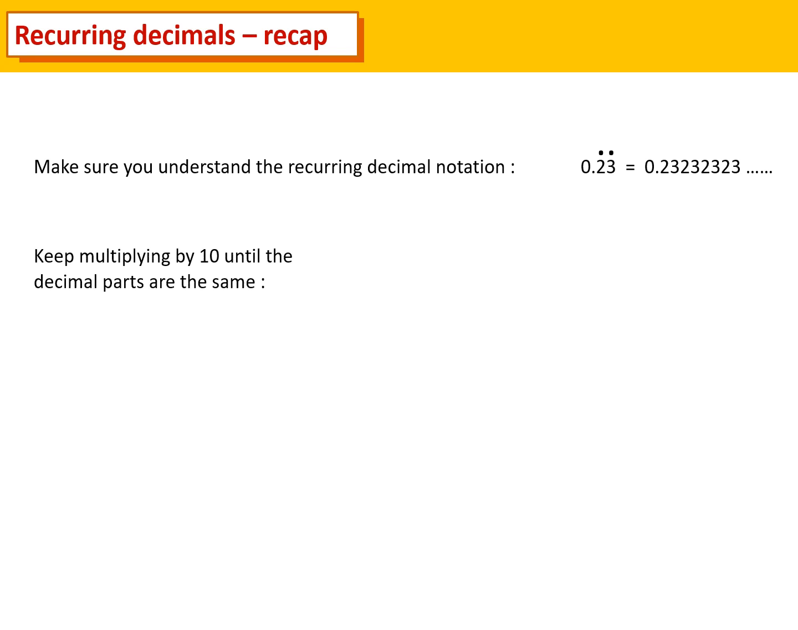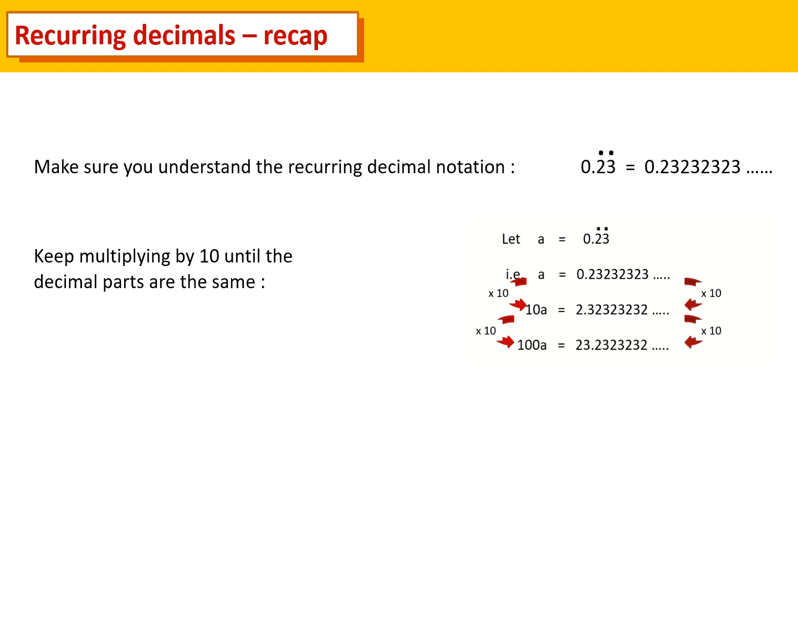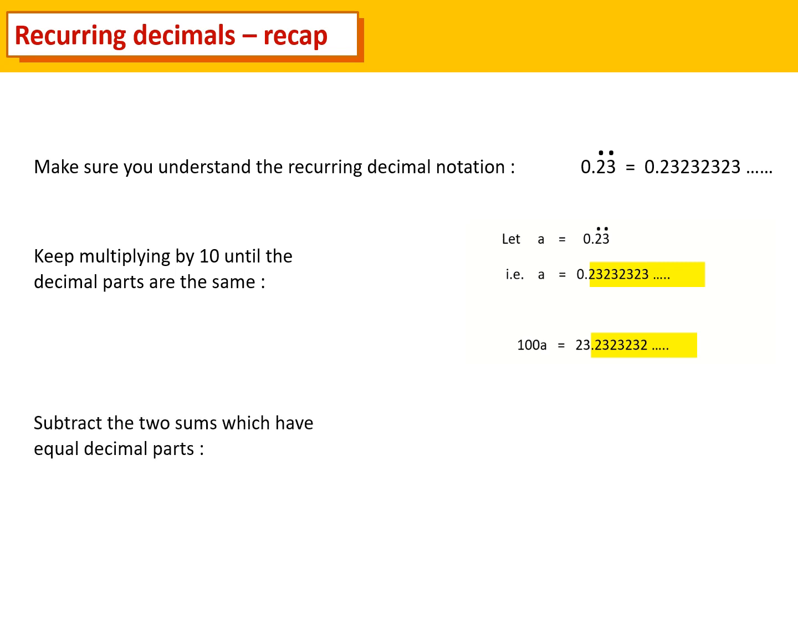We keep multiplying by 10 until the decimal parts are the same. So times by 10, no, the decimal parts are not the same, so we times by 10 again. I can see 2 decimal parts that are the same. Those are the 2 parts I'm going to use. What do we do then? We subtract the 2 sums which have the equal decimal parts.